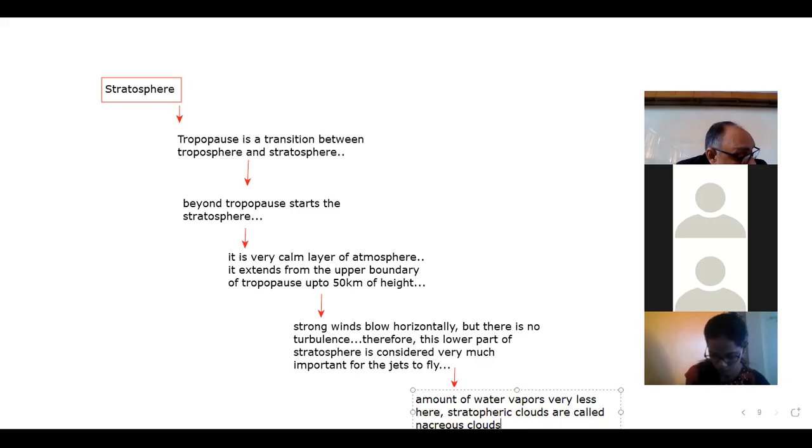Now the next point is, let us discuss one more important bearing of the stratosphere. What is turbulence? Turbulence is the horizontal and vertical movement of the air. Vertical movement of the air, up and down, up and down, that is called turbulence.